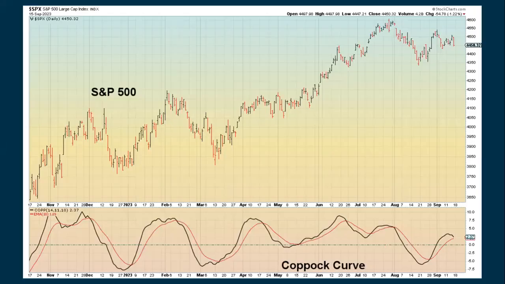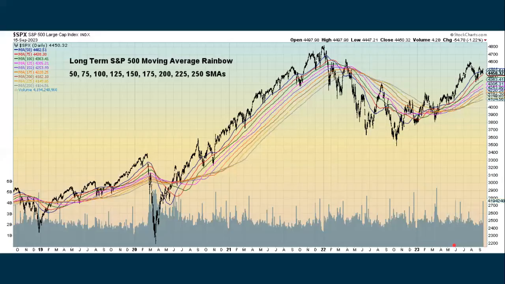The Coppock curve, we have been working off of a recent buy signal here, but we're rolling over. If we don't see a real move in the S&P to the upside, we're probably going to lose this buy signal pretty soon. Some long-term charts.